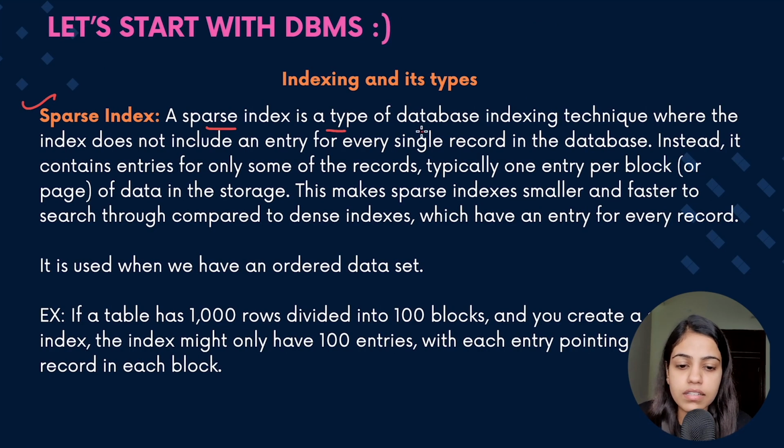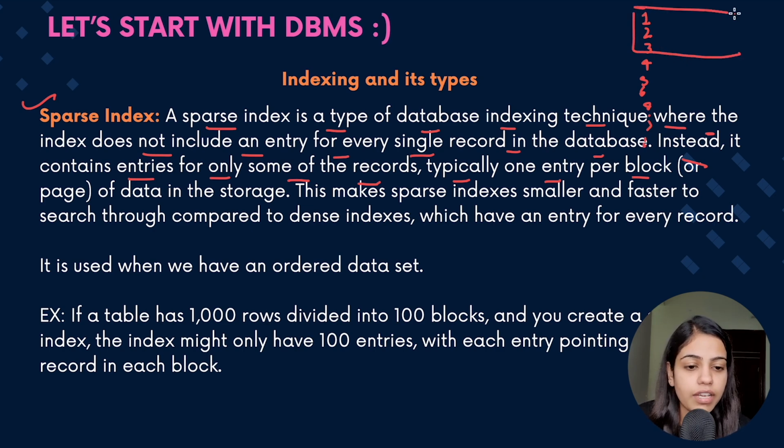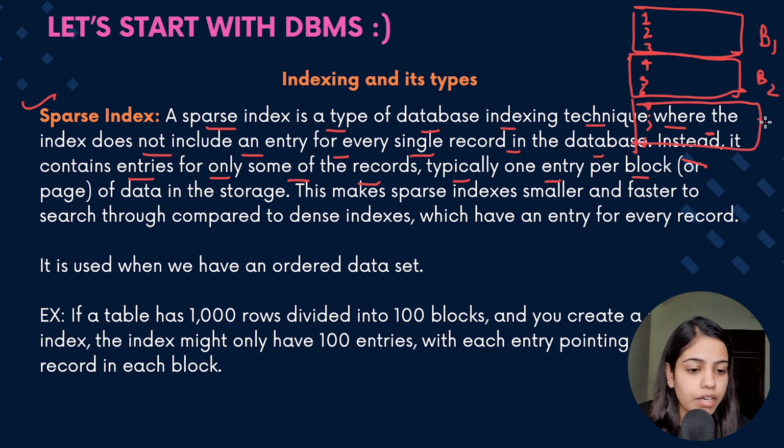Sparse index is a type of database indexing technique where the index does not include an entry for every single record in the database. Instead, it contains an entry only for some of the records, typically one entry per block. So consider that in our database we have a column where ID is 1, 2, 3, 4, 5, 6, 7, 8, 9, 10. Now from ID 1 to ID 3 we are storing in block B1. From ID 4 to ID 6 we are storing in block B2. From ID 7 to ID 10 we are storing in block B3.